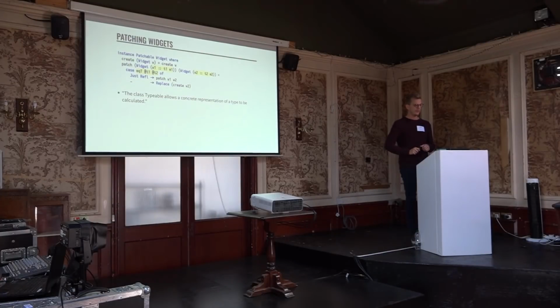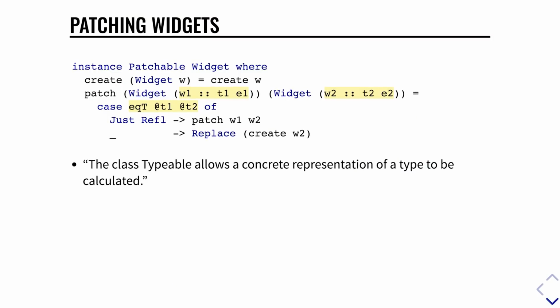And with this, we can implement Patchable for any widget. So here, creating a widget is just creating the underlying widget. Patching two unknown widgets, we have to pattern match on those widgets and their types. So we use scoped type variables here to pull out T1 of E1 and T2 of E2.